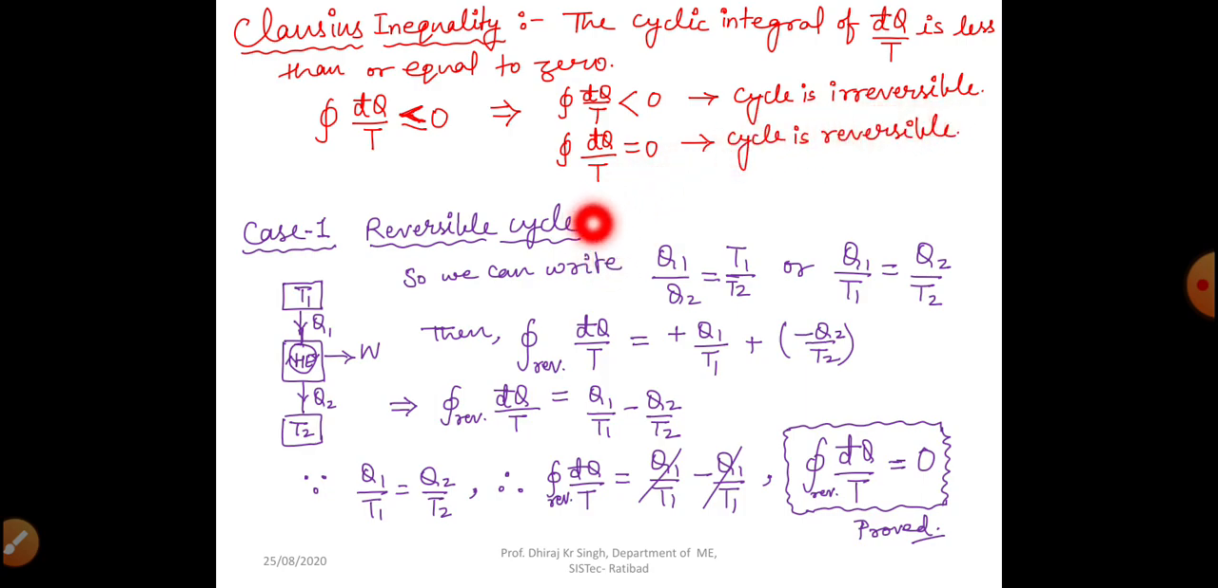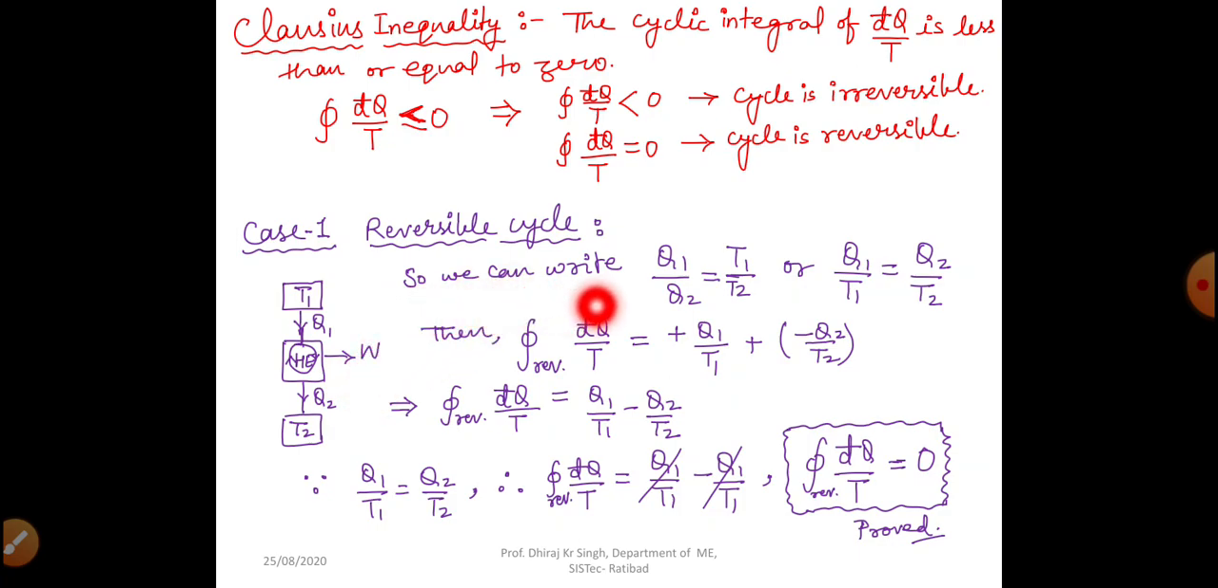So now we will see and prove what Clausius has said and what is the significance of these expressions. In case 1 we have taken a reversible cycle, that is a heat engine. Heat is accepted from the higher source, Q1, and rejected to the lower sink, that is Q2, and work is produced, W net equal to Q1 minus Q2.